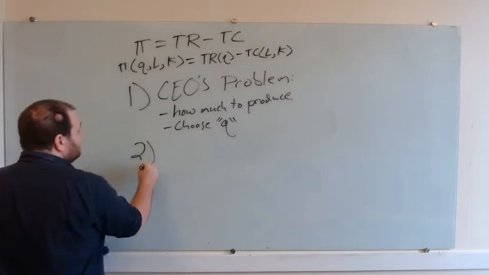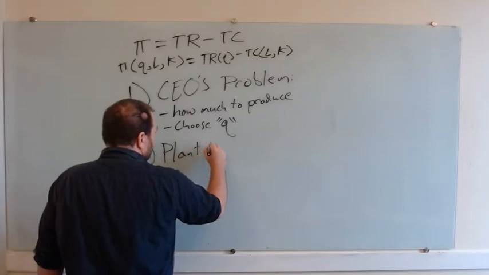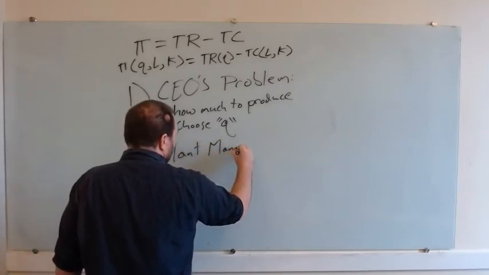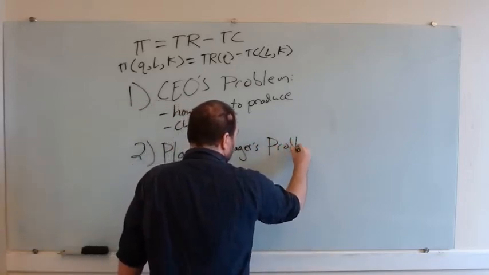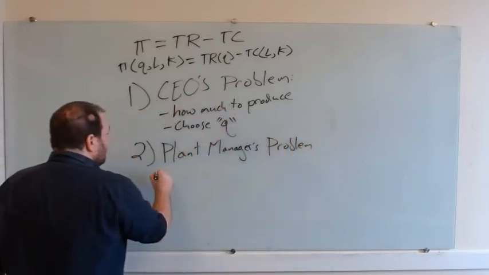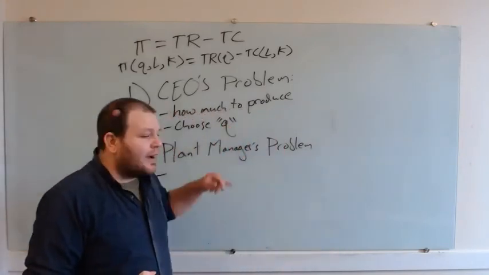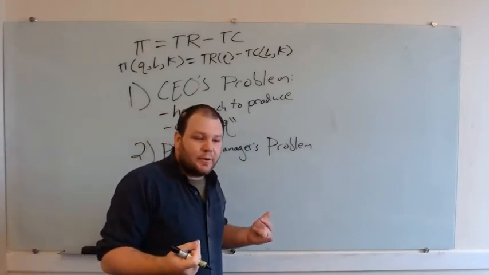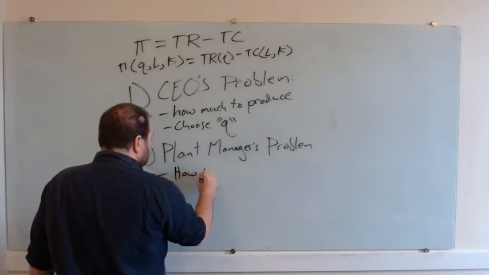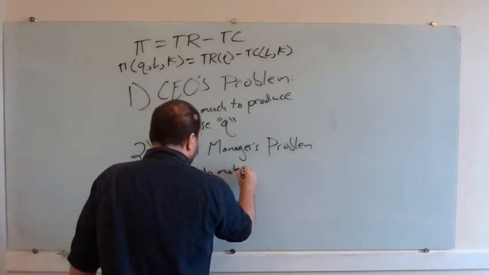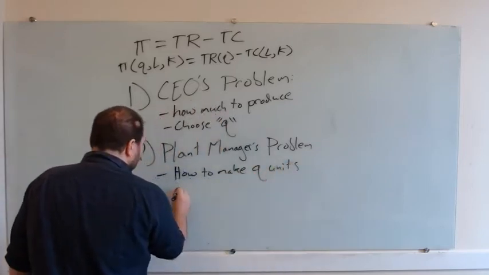The second level problem, we'll call the plant manager's problem. Is going to be what inputs to use to produce the optimal level of output, the amount of output that the CEO asks for. How to make Q units as cheaply as possible.